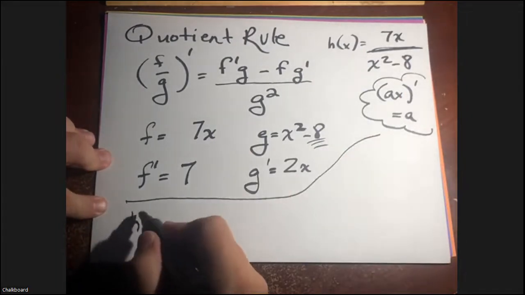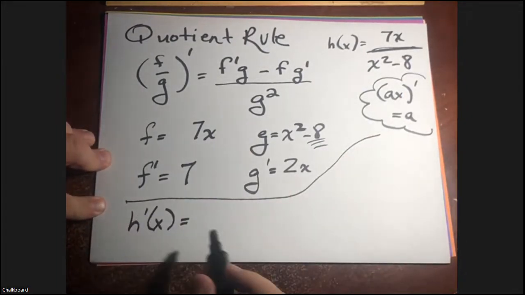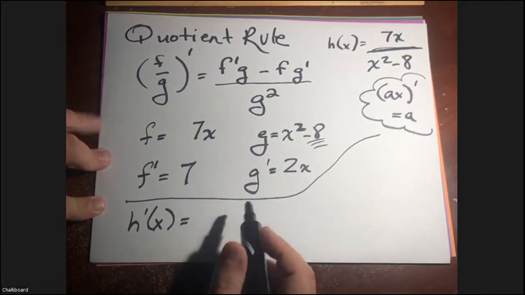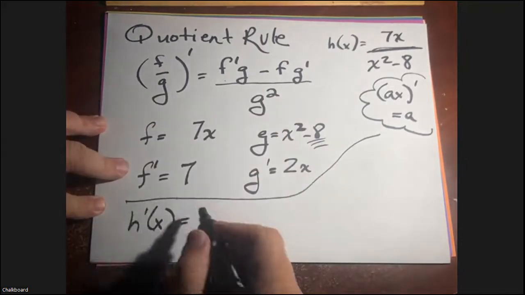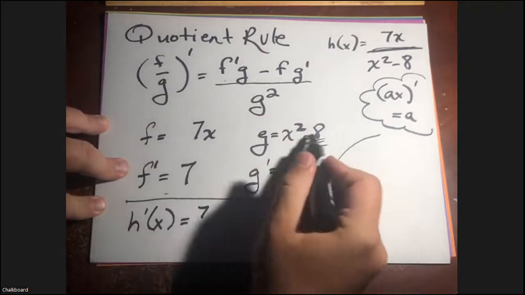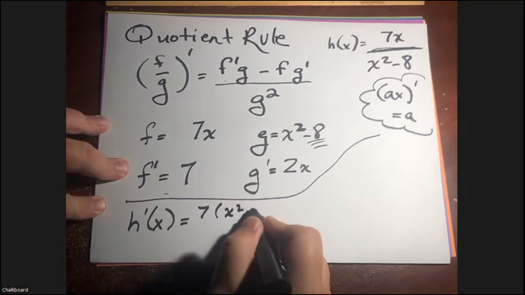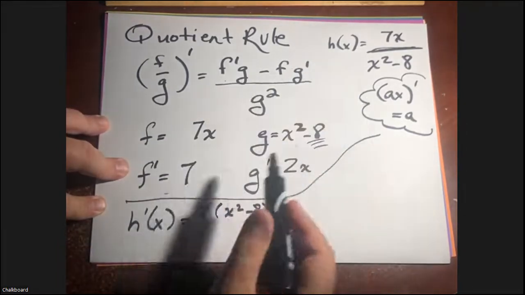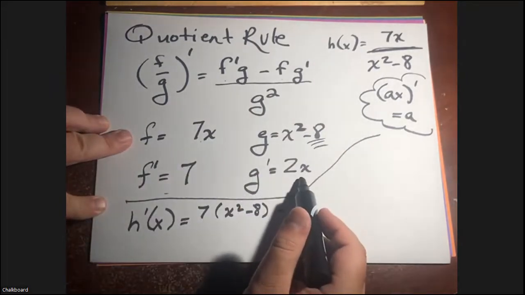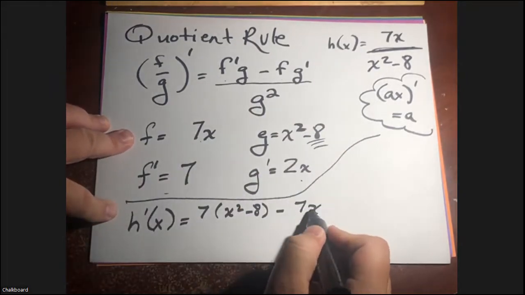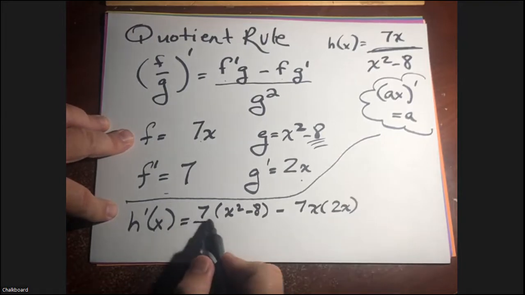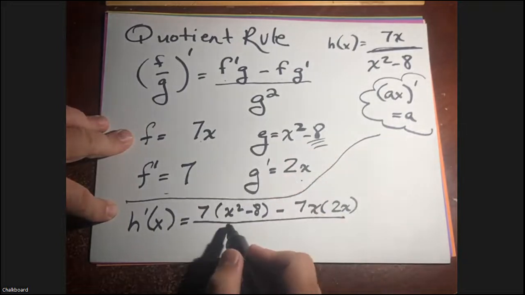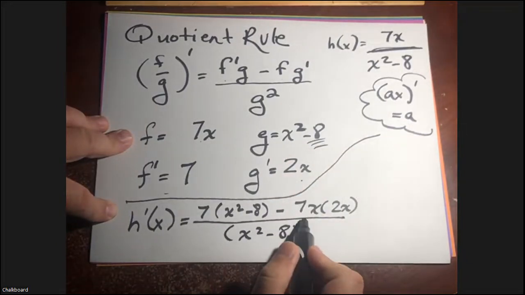H prime of x, and you have to give yourself a lot of room because this is going to take up a lot of room on the paper. H prime of x is going to be f prime g, which is 7 times this expression, x squared minus 8, minus f g prime, which is 7x times 2x, all over g squared. G is this expression here, so it would look like this: x squared minus 8 quantity squared.